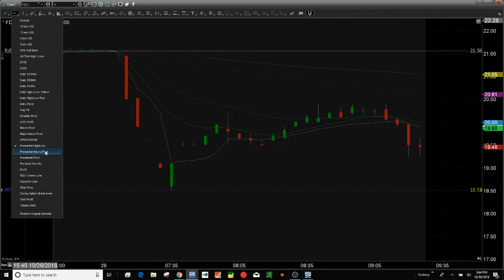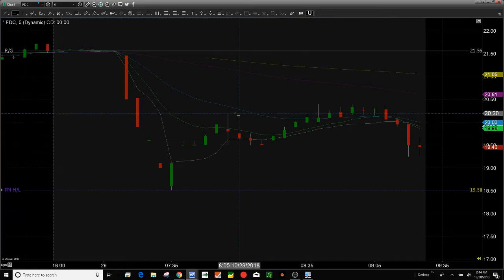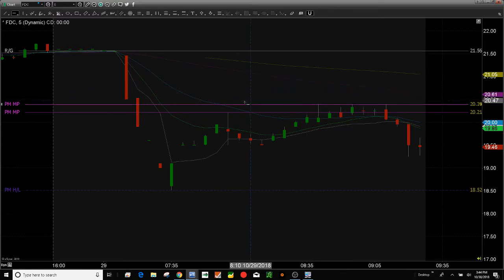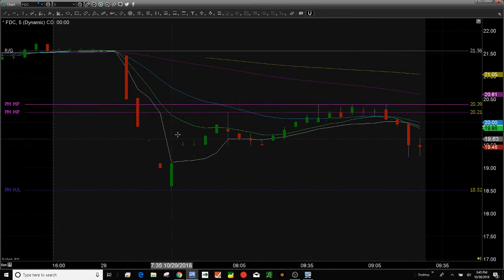Then you want to draw pre-market macro pivot, which is either going to be here, really could be there. At first it was here, but then it could be all the way up here as well. Okay, pre-market macro pivot is the most important line in the pre-market area. Okay, pre-market meaning this gray area here.